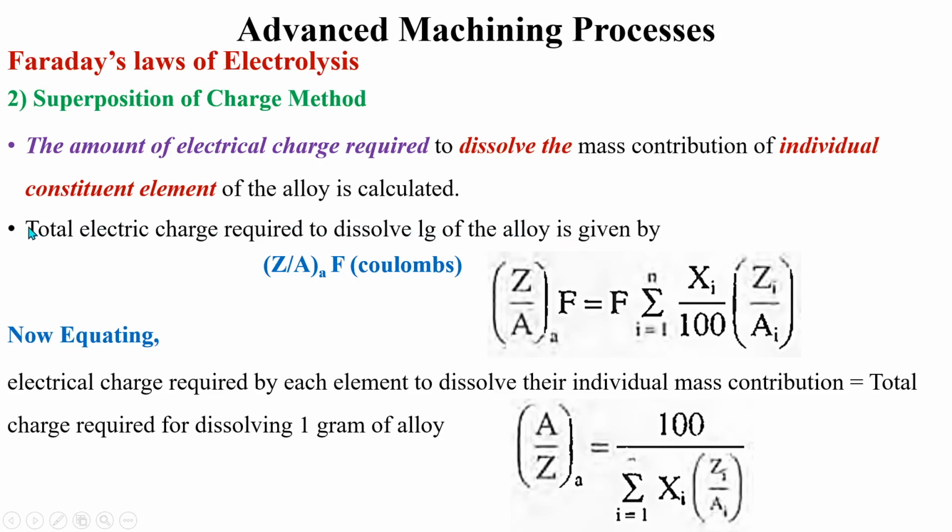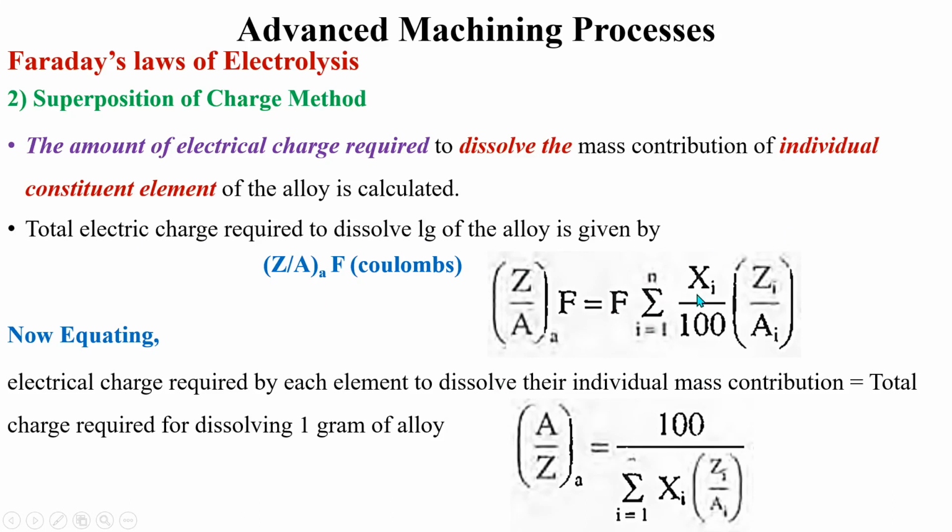Initially, we calculate the total electric charge required to dissolve 1 gram of the alloy. This can be calculated from Z by A of A times F. F is Faraday's constant in ampere second, Z is the valency, and A is the atomic weight of the alloy. So Z by A of A times F represents the total electric charge required to dissolve 1 gram of the alloy. This can be calculated using this equation.